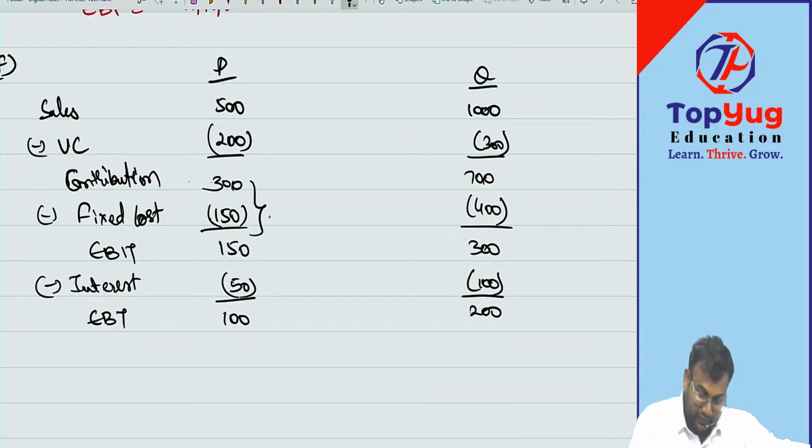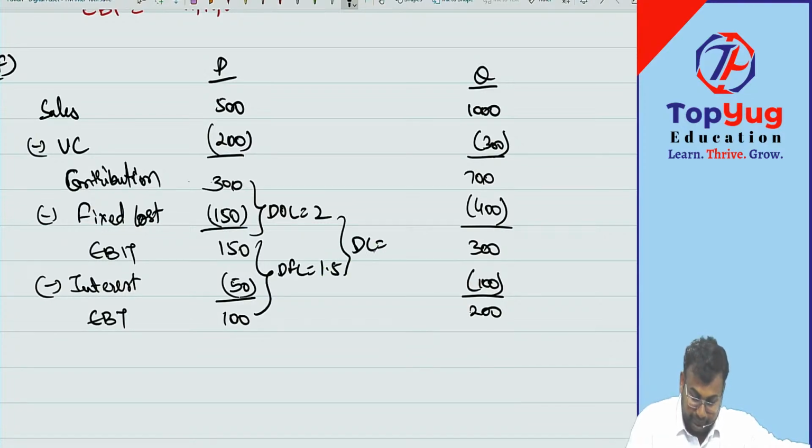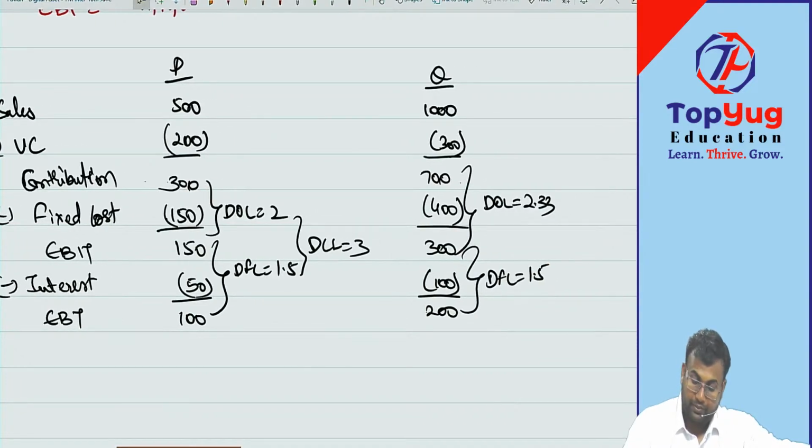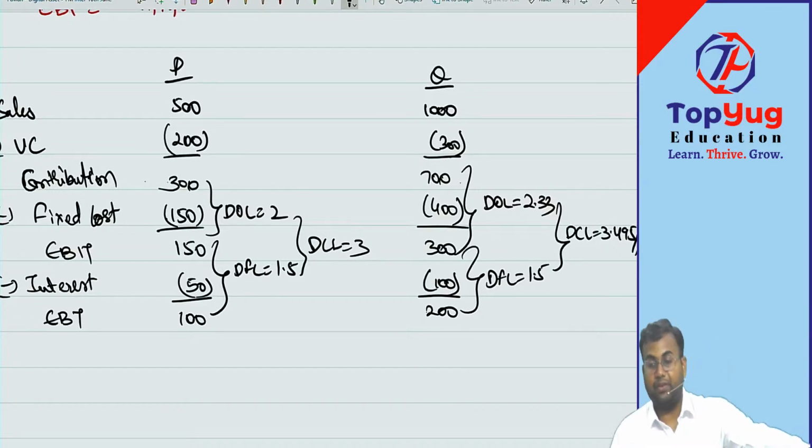Do it here only, no? DOL 2, DFL 1 point, DCL again here 2 point, here 1.5. Next, so it is 3.45 whatever. Okay, make a note.